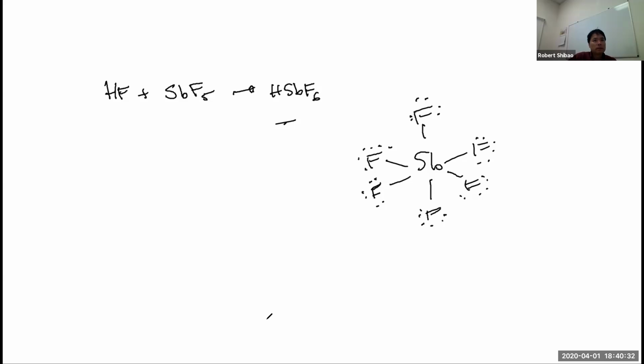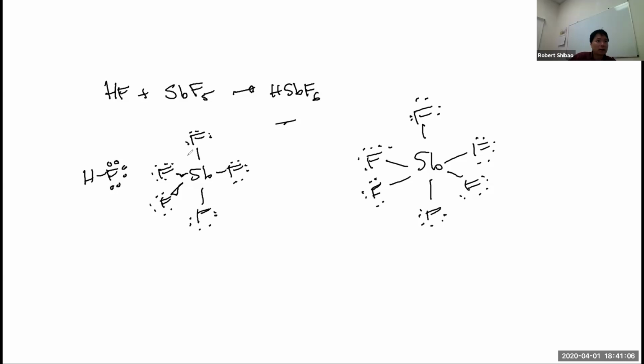Where this comes from is we have HF, this, and then we have antimony pentafluoride. Antimony is in the same group as phosphorus and arsenic. So antimony has 5 valence electrons.